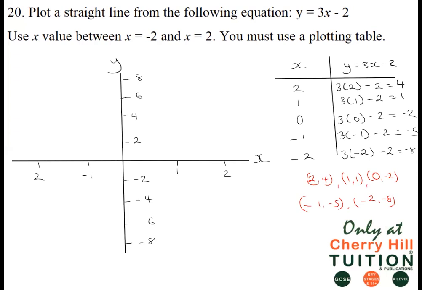Now, plotting these, we have 2 and 4, which is about here. We have 1 and 1, which is here. We have 0 and minus 2, which is there. Minus 1 and minus 5, which is here. Minus 2 and minus 8, which is here. Okay, and now we just join these lines to make a straight line, like so. Okay, so not too difficult. Have a go at this question on your own and check if you get the right answer.